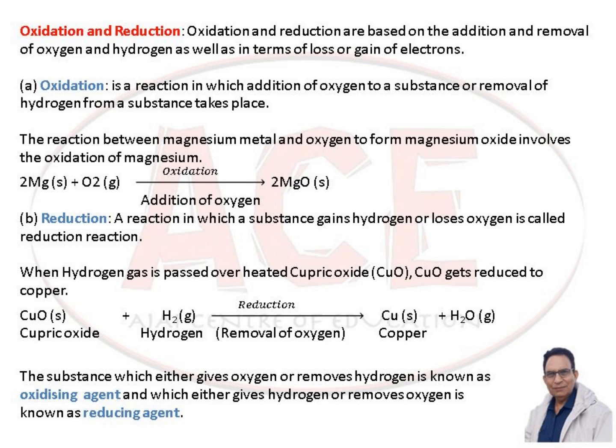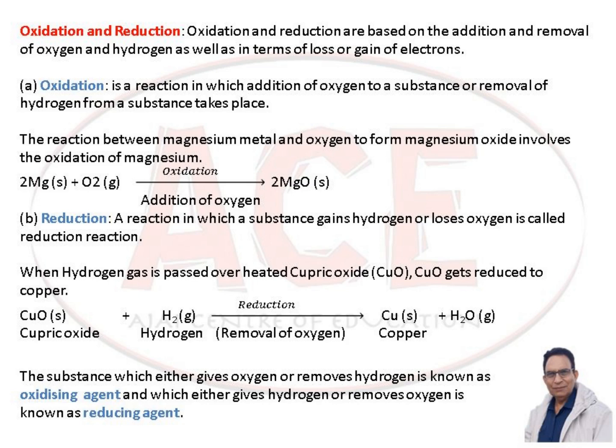When hydrogen gas is passed over heated cupric oxide, CuO, CuO gets reduced to copper. CuO, cupric oxide, plus H2, hydrogen, gives Cu, copper metal, plus water. So in this reaction there is a removal of oxygen from CuO. So this is the reduction of CuO to Cu.